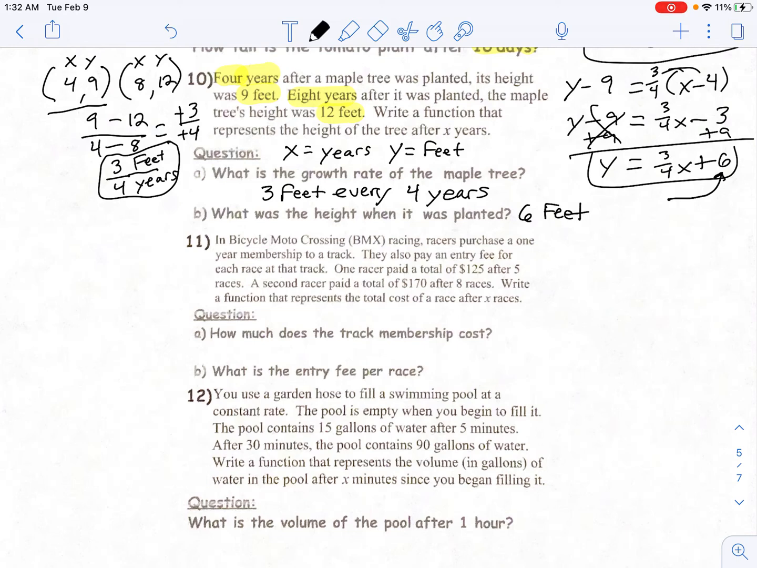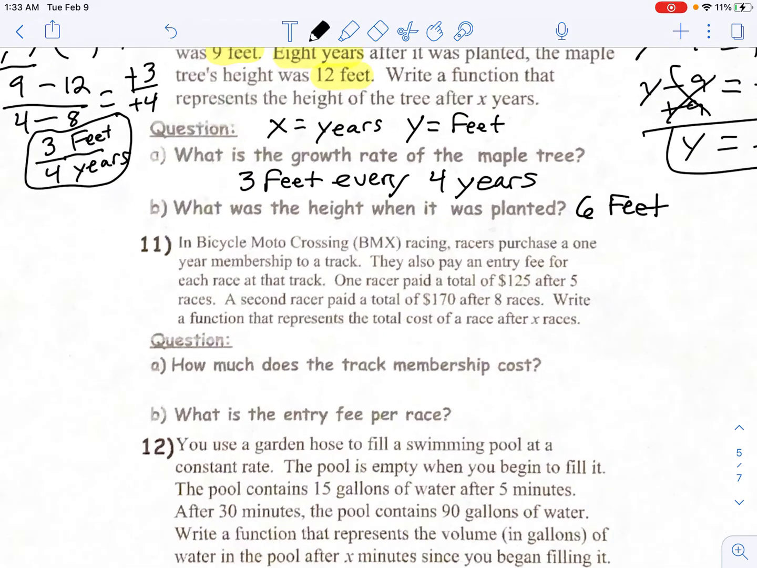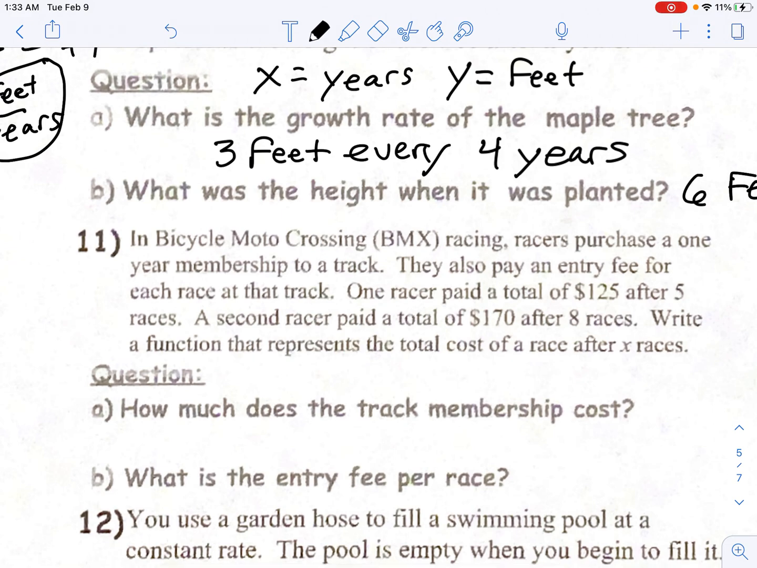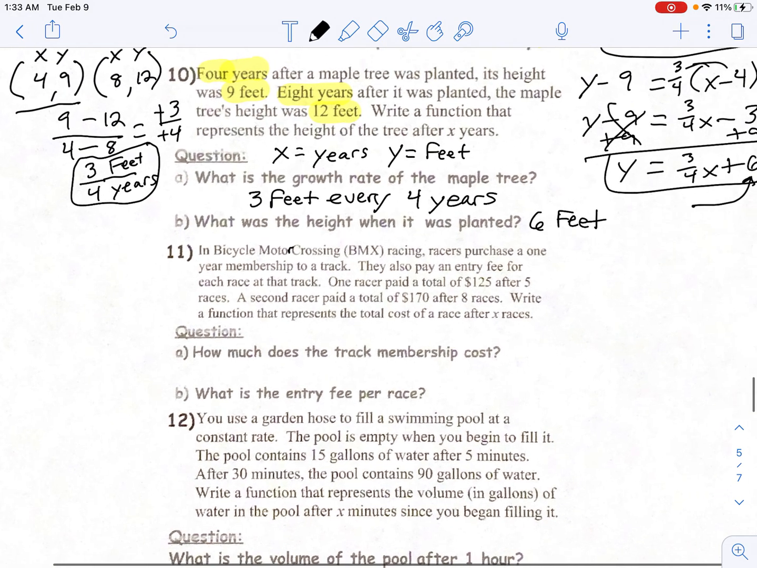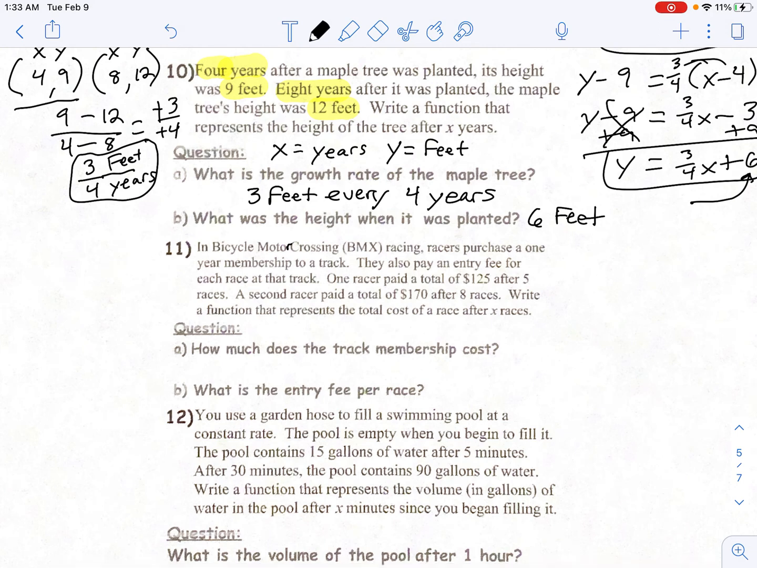All right. Number 11, it says, in bicycle moto crossing, and it probably should say motor crossing. I didn't write this, didn't make it. I'm just assuming. I don't know what moto crossing is, so I'm going to assume it's motor crossing. All right, in bicycle motor crossing, BMX.